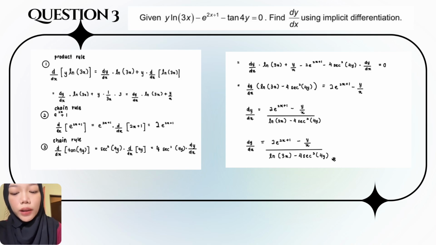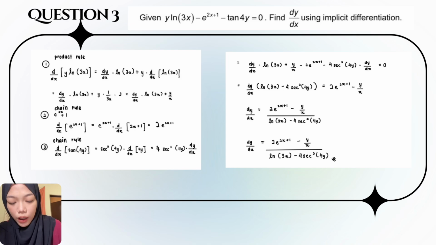I have to find the dy over dx using implicit differentiation for the equation y ln 3x minus e power 2x plus 1 minus tan 4y equal to 0. We apply the product rule for the first term y ln 3x, so it becomes dy over dx times ln 3x plus y over x. For the second term, using the chain rule, d over dx of e power 2x plus 1 equals e power 2x plus 1 times d over dx of 2x plus 1, which equals 2e power 2x plus 1.